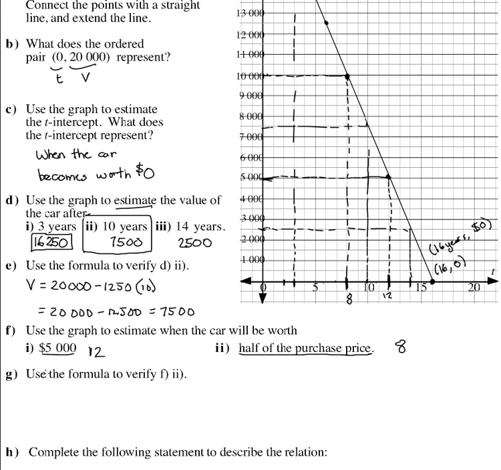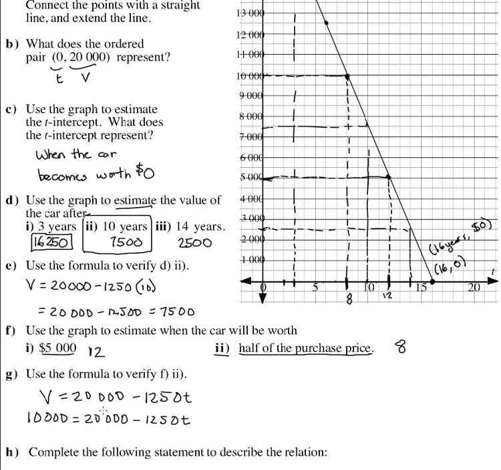And now they have us check that, verify. So our value is 20,000 minus 1,250t. The question here was, when is it down to half the purchase price? So if our value is down to 10,000 bucks, and that equals 20,000 minus 1,250t, we can solve this for t, and that'll tell us how long it is before we've lost half the value of our vehicle.